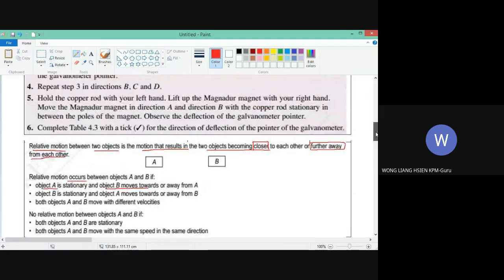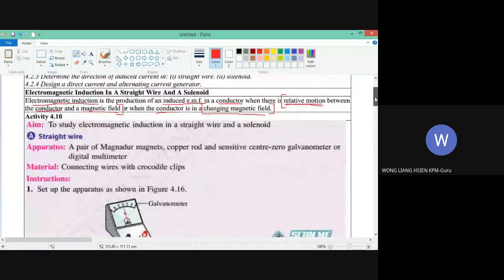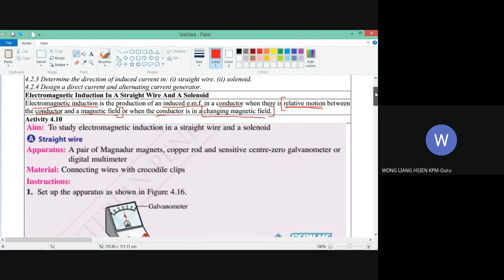All right, so let's go back to this definition of electromagnetic induction. Again, electromagnetic induction is the production of an induced EMF in a conductor when there is relative motion between conductor and magnetic field. So how can we have relative motion between conductor and magnetic field?